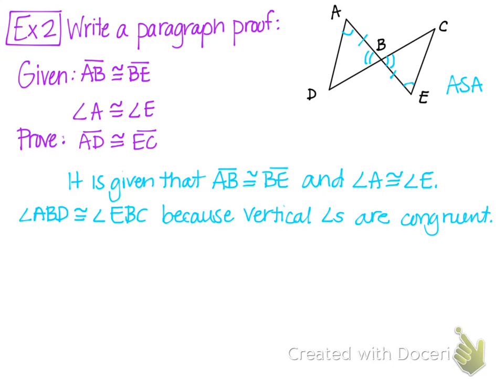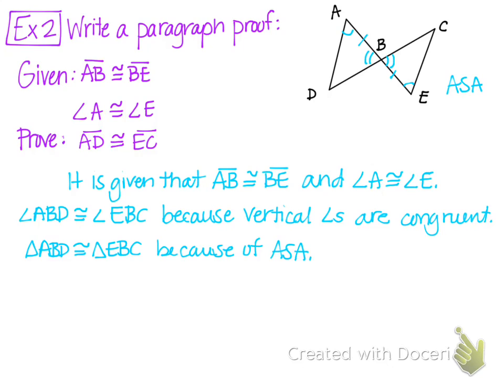Now we've got those 3 things to say that our triangles are congruent. So we need to come up with our own triangle congruence statement because it's not given to us. So if I name the first triangle ABD, what corresponds to that is triangle EBC. So we're going to say these 2 triangles are congruent because of, and our reason was angle, side, angle.